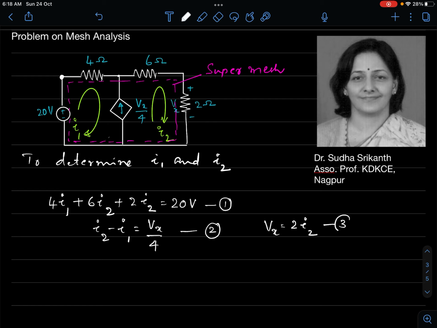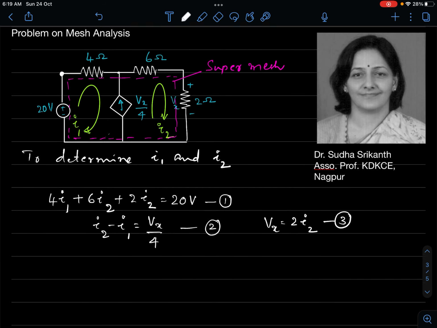Now my problem is done. That's all I would require. So we need to write 3 independent equations because we have 3 unknowns. Unlike any other circuit of this nature, additional to the 2 mesh currents, you have one more unknown, that is the magnitude of the dependent source. So with this, the problem gets solved.